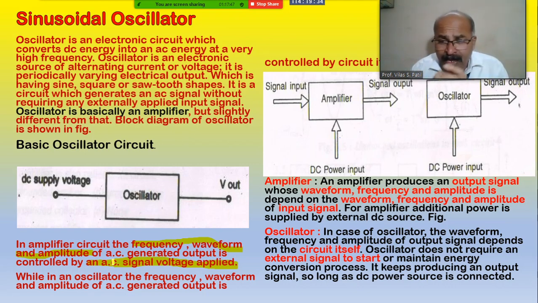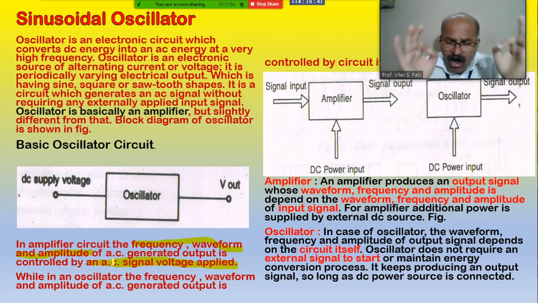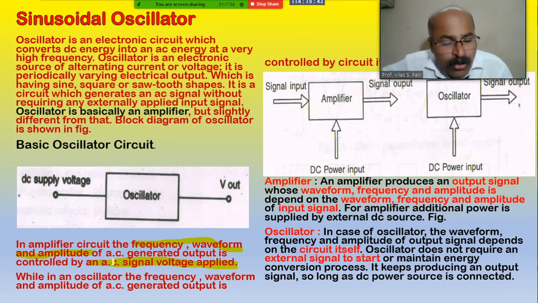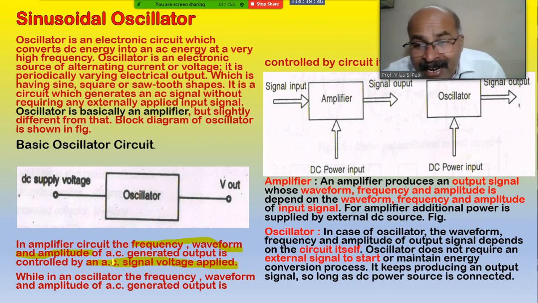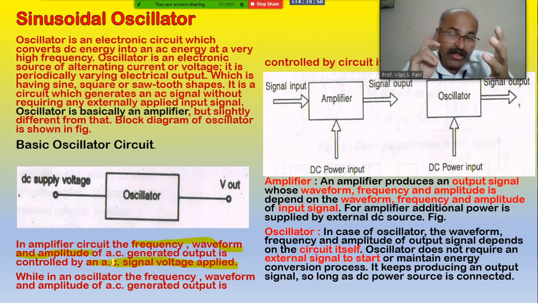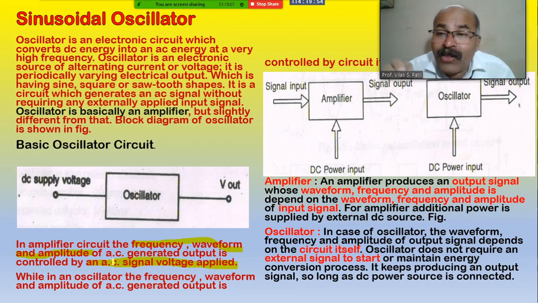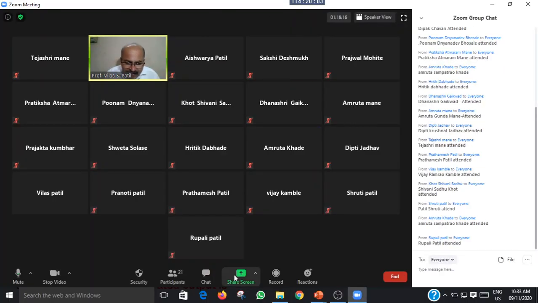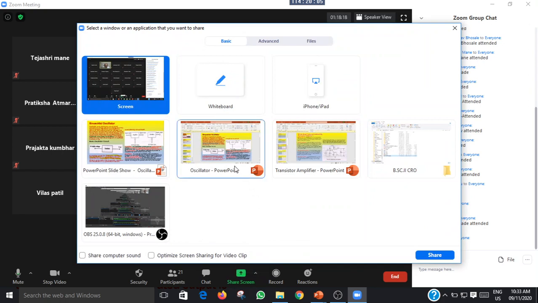इट मीन्स दॅट in case of amplifier, in amplifier circuit, the frequency, waveform and amplitude of the output signal generated depend on the frequency, waveform and amplitude of the applied signal. Friends, I am stopping this sharing here, and I am sharing another one.